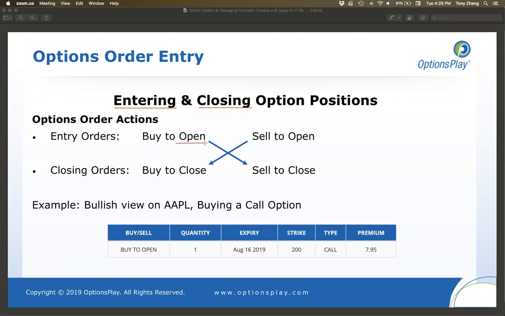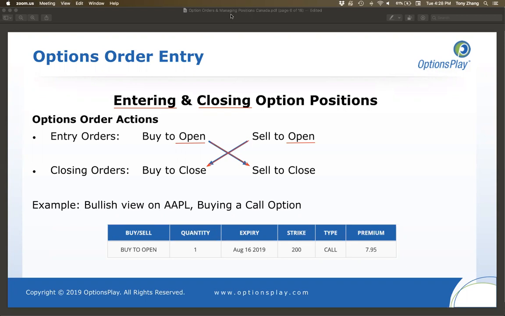And so you can either buy to open or sell to open as an opening transaction, because you can either buy the option or you can sell the option. Now, in order to close the position that you then have, you have to trade the corresponding order to close that position. So if you bought a contract to open, you must sell it to close. If you sold the contract to open, you must buy to close. So you must trade the corresponding trade in order to get yourself out of a position.